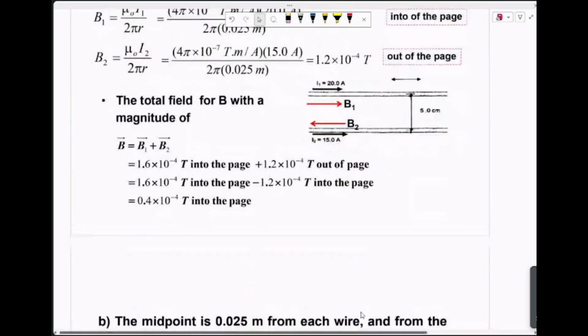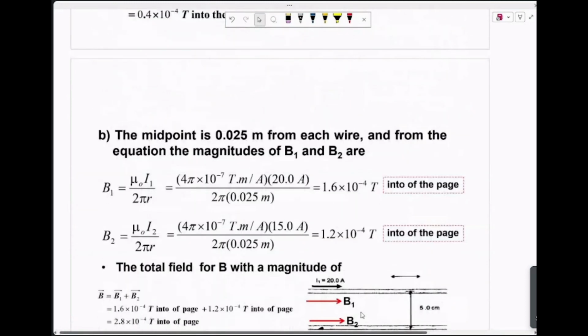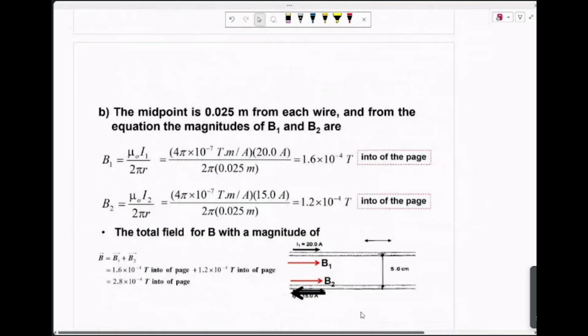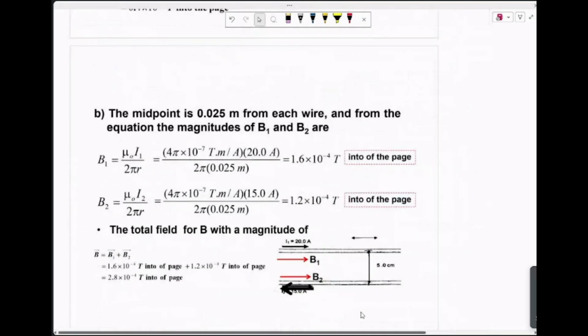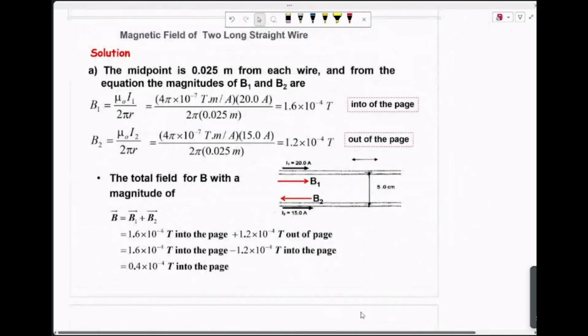Believe me, even if I gave you the equation, awak takkan dapat buat, percayalah. Okay. So what you should benefit from here is what you should have in your solution. Jawapan kena ada unit, give the direction into the page or out of the page. So this is the safe way.